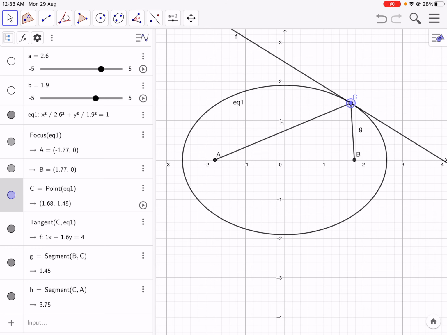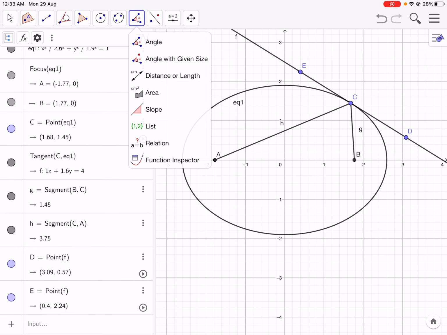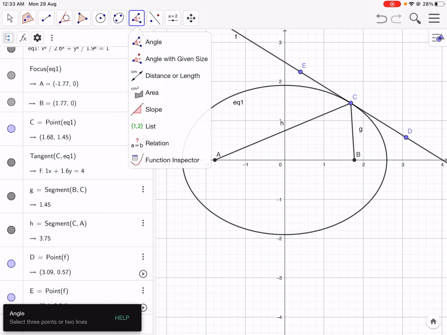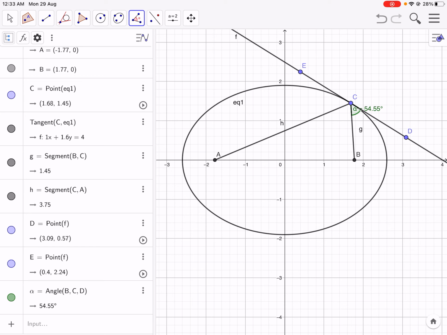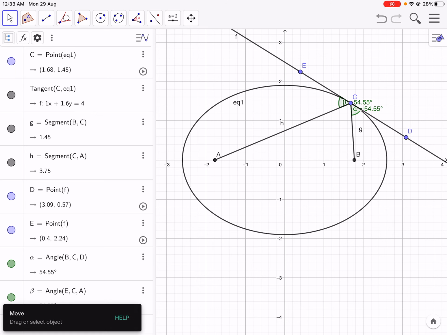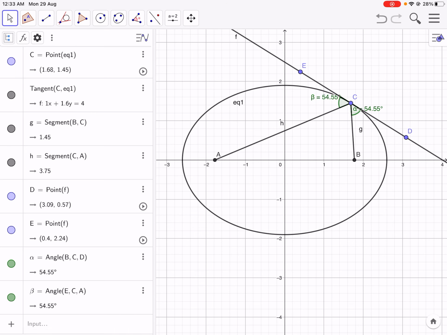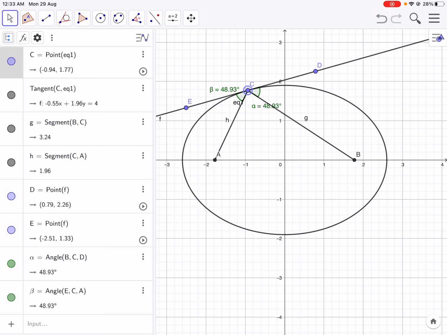Okay, but let's just look at these angles here, because this shows us what the reflective property is all about. That angle there is the same as that angle there. And so if you think about basic physics knowledge, the angle of incidence equals the angle of reflection. That's always the case, no matter where you choose.